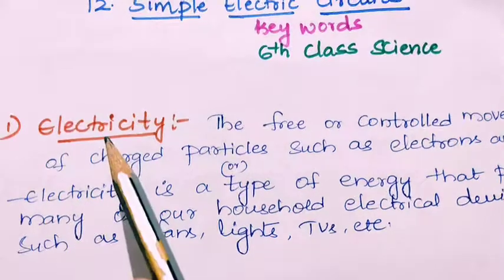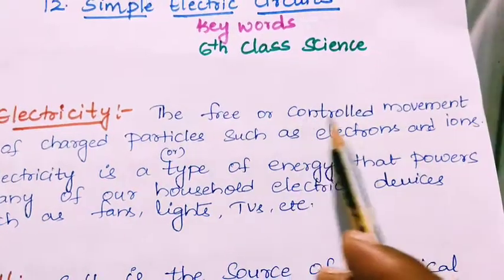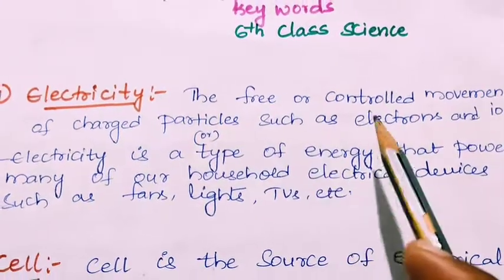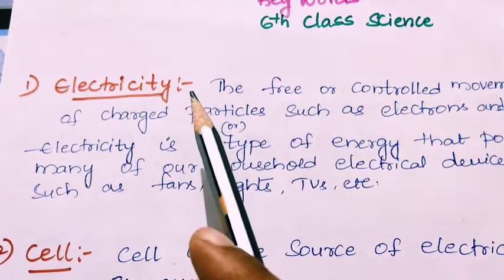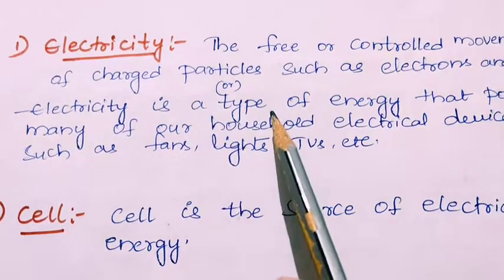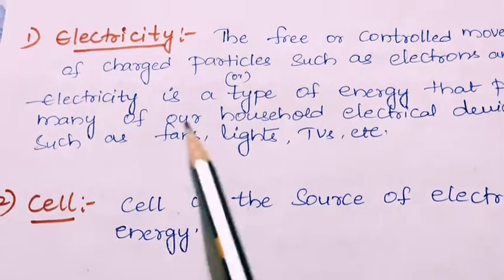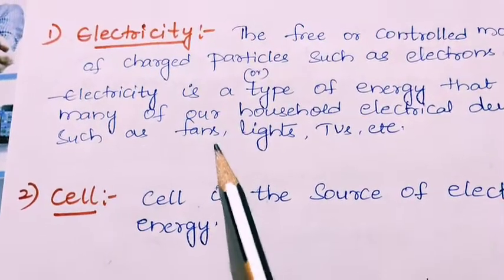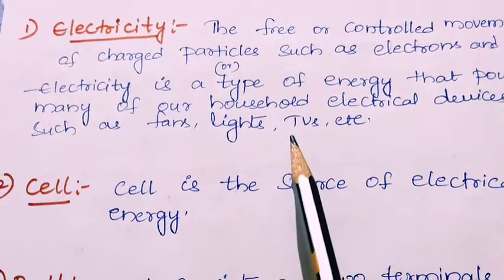Look at the first keyword, children: electricity. The free or controlled movement of charged particles such as electrons and ions. So this is called electricity. You can define it in another manner also. Electricity is a type of energy that powers many of our household electrical devices such as fans, lights, TVs, refrigerators, etc. You can give a number of examples like this.